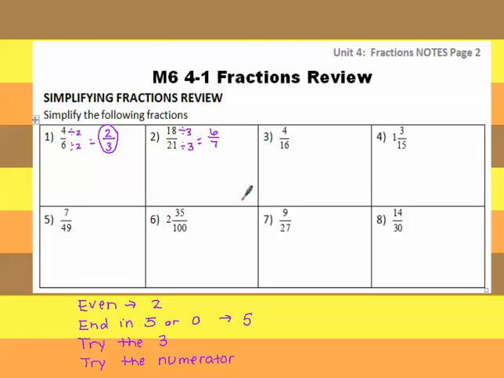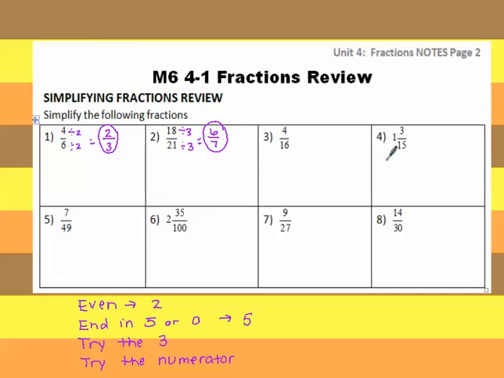Ask yourself again, can I simplify? Are they even? No. Do they end in 5 or 0? No. Do they both divide by 3? No. And does 6 divide by 7? No. If you're using a calculator, you can see that it won't divide whenever you get a decimal. The only way a number can divide evenly is if there's a whole number that you get out of your calculator.